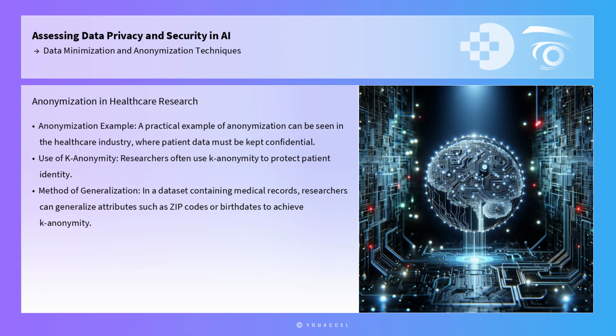A practical example of anonymization can be seen in the healthcare industry, where patient data must be kept confidential. Researchers often use K-anonymity to protect patient identity. K-anonymity ensures that each individual data point is indistinguishable from at least K-1 other data points within a dataset. For instance, in a dataset containing medical records, researchers can generalize attributes such as zip codes or birth dates to achieve K-anonymity, thus protecting patient privacy while still allowing valuable research to be conducted.